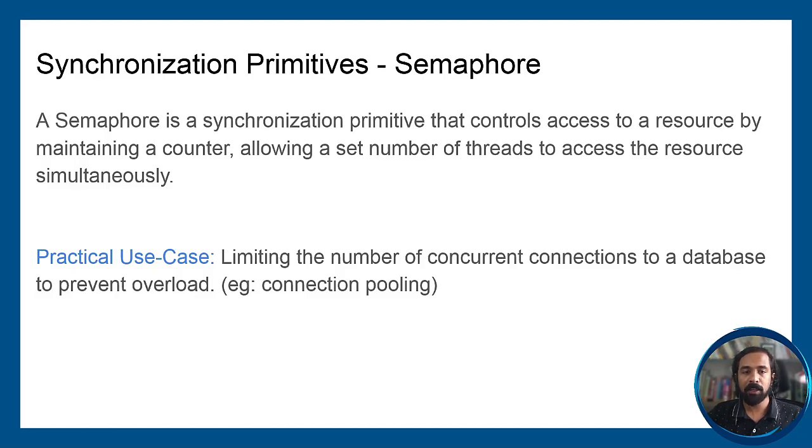So a practical use case is that we can use semaphore to limit the number of concurrent connections to a database to prevent overload. For example, in cases such as connection pooling.